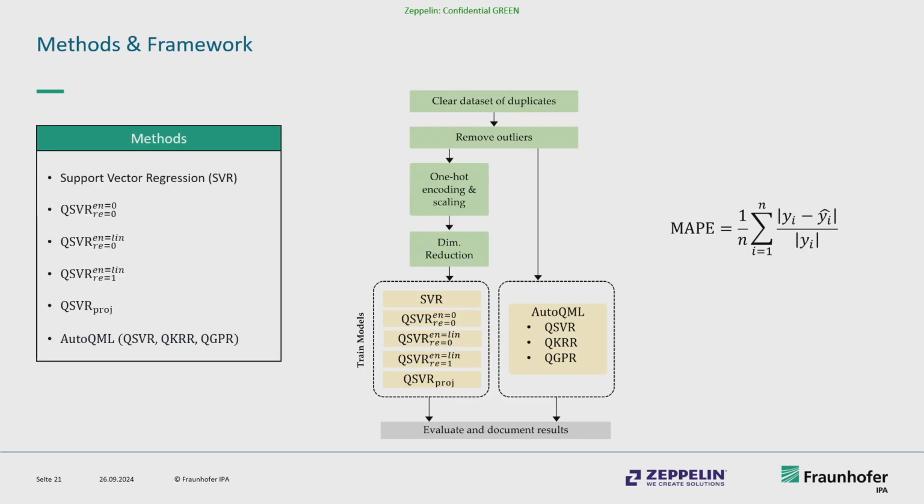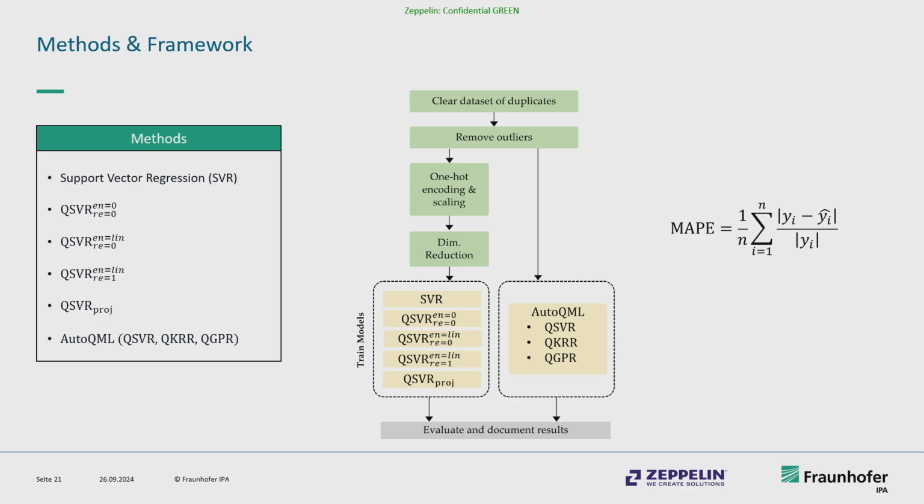And the framework that we used is depicted here. After cleaning the data set, removing outliers, etc., we got 2 different pillars: 1 manual pillar and 1 automated pillar. Within the manual pillar, we had to do autoencoding and scaling, and also dimensionality reduction for the use with the QML methods. And then we had to manually implement these 4 QML or QSVR methods and also the classical SVR method. So there's a lot of work that has to be done within this pillar, not just for the encoding and preparation, but also for implementing the different methods.